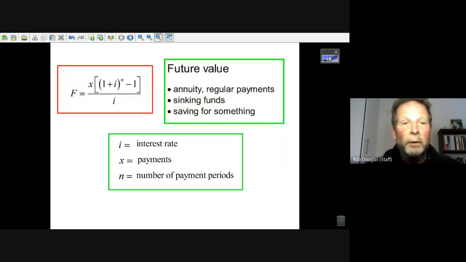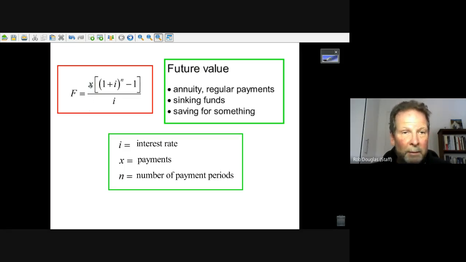Okay, today we're going to look at future value and try and understand why this formula works. If you get a question that talks about regular payments being put into a bank or an investment, sometimes called an annuity, you need the future value formula. If they use the word sinking funds, or if they talk about saving for the future with regular payments, then this is the formula you need.